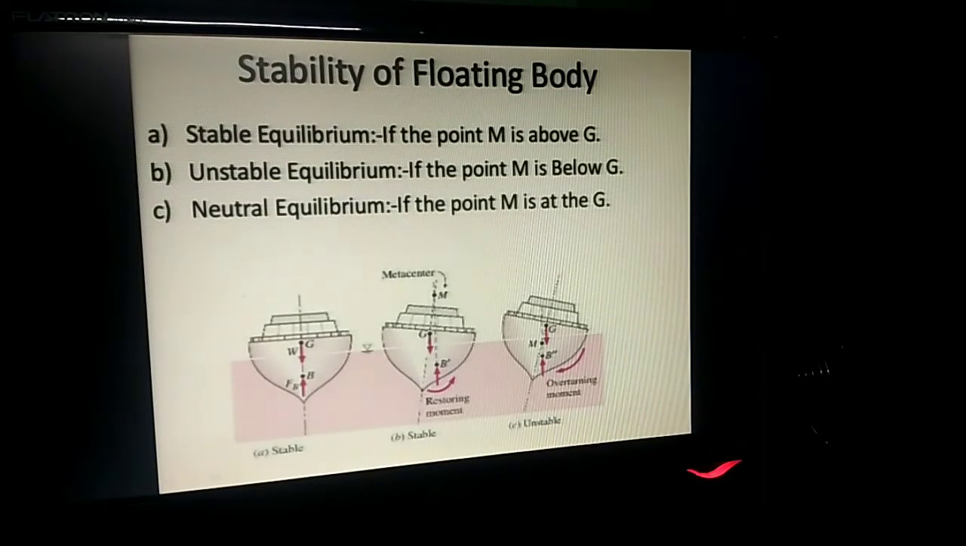Stability of floating bodies. Stable equilibrium: if the metacenter M is above G, the object will be stable. Unstable equilibrium: if the point M, that is the metacenter, is below G, the object is in unstable equilibrium. Neutral equilibrium: if the point M is at the point of G, then the object will be in neutral equilibrium.